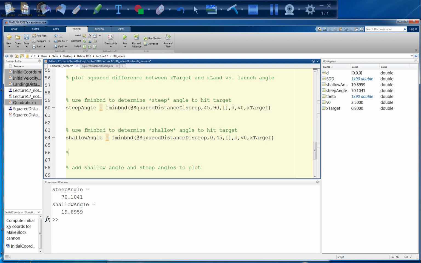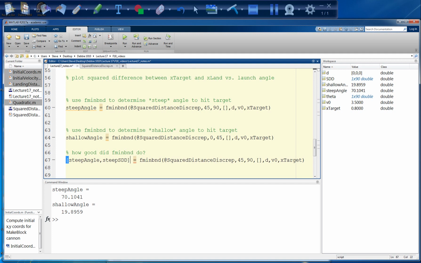So let's put a comment here that says, how good did fminbnd do? And instead of just asking for steep angle, I'm going to ask for steep angle and then the function squared distance discrep evaluated at steep angle, right? So let's call that steep SDD. So squared SDD is for squared distance discrepancy.